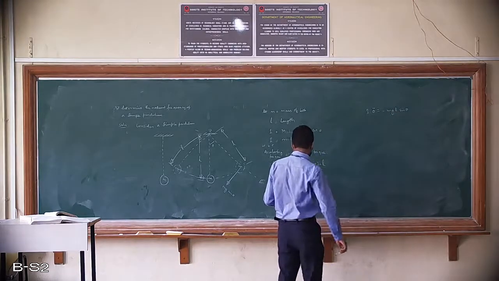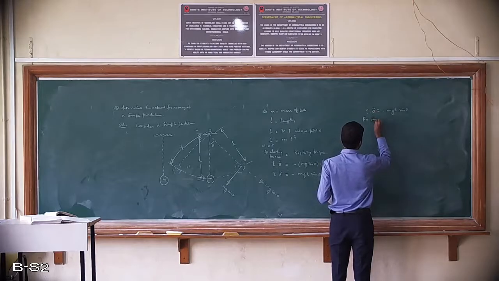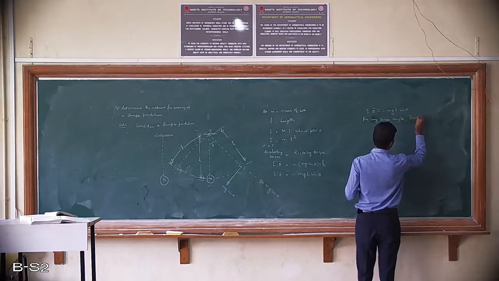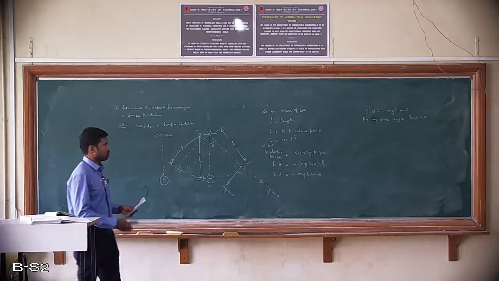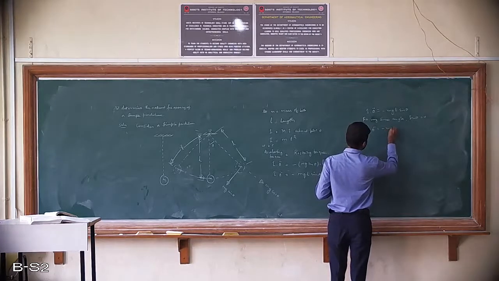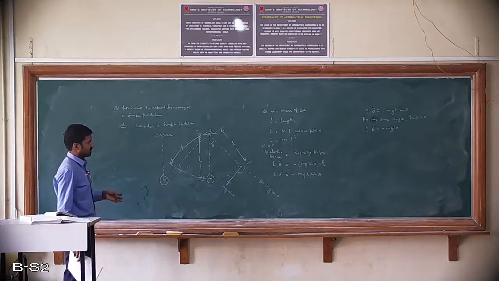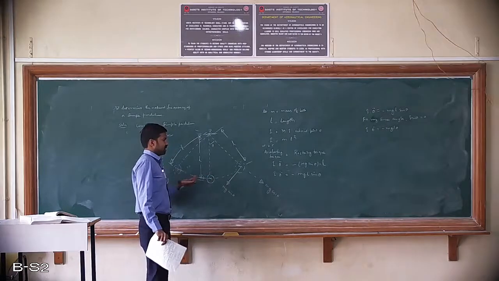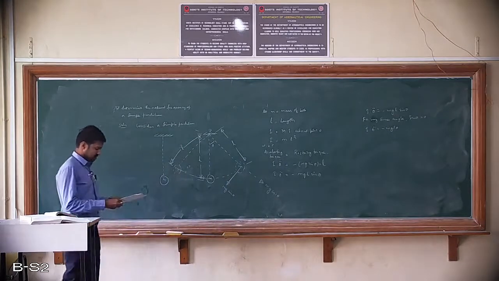For very small angle, sin theta is equal to theta. If I consider this angle as very small, then sin theta will be equal to theta. Then the equation will be I into theta double dot is equal to minus mg L into theta. I have taken the right hand side, that is the restoring torque, as negative because it will be acting in the opposite direction. If I give excitation in this direction, then the restoring torque will be acting in the opposite direction.